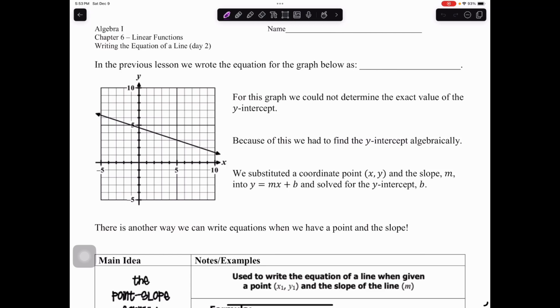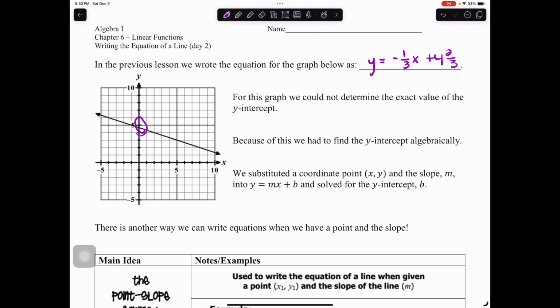Our next lesson is called Writing the Equation of a Line, Day 2. So in the previous lesson, we wrote the equation for this graph below as y equals negative 1/3 x plus 4 2/3. This was the example. It says for this graph, we could not determine the exact value of the y-intercept.